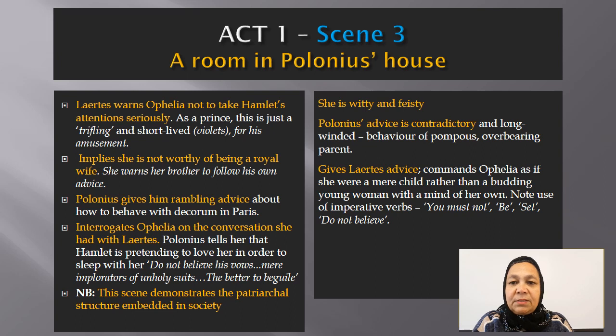When he speaks to her, he speaks down to her as if she is a child. Note, when he speaks to her, he uses imperative verbs. He tells her, he commands her. This is not a conversation that he has with an equal. He uses words like you must not. He says, be, set, do not believe. So if you look at those words and clauses and imperative verbs, it makes it very clear that he sees her as a child who needs constant advice from her father.